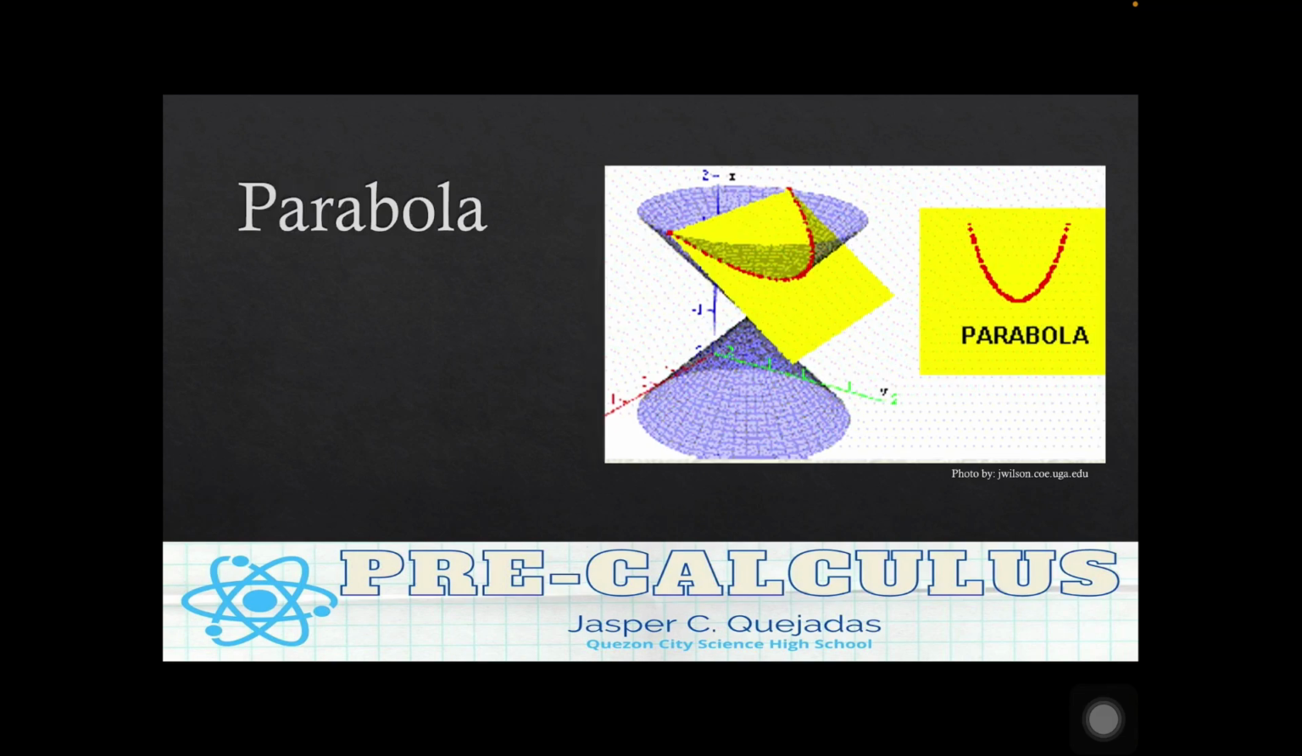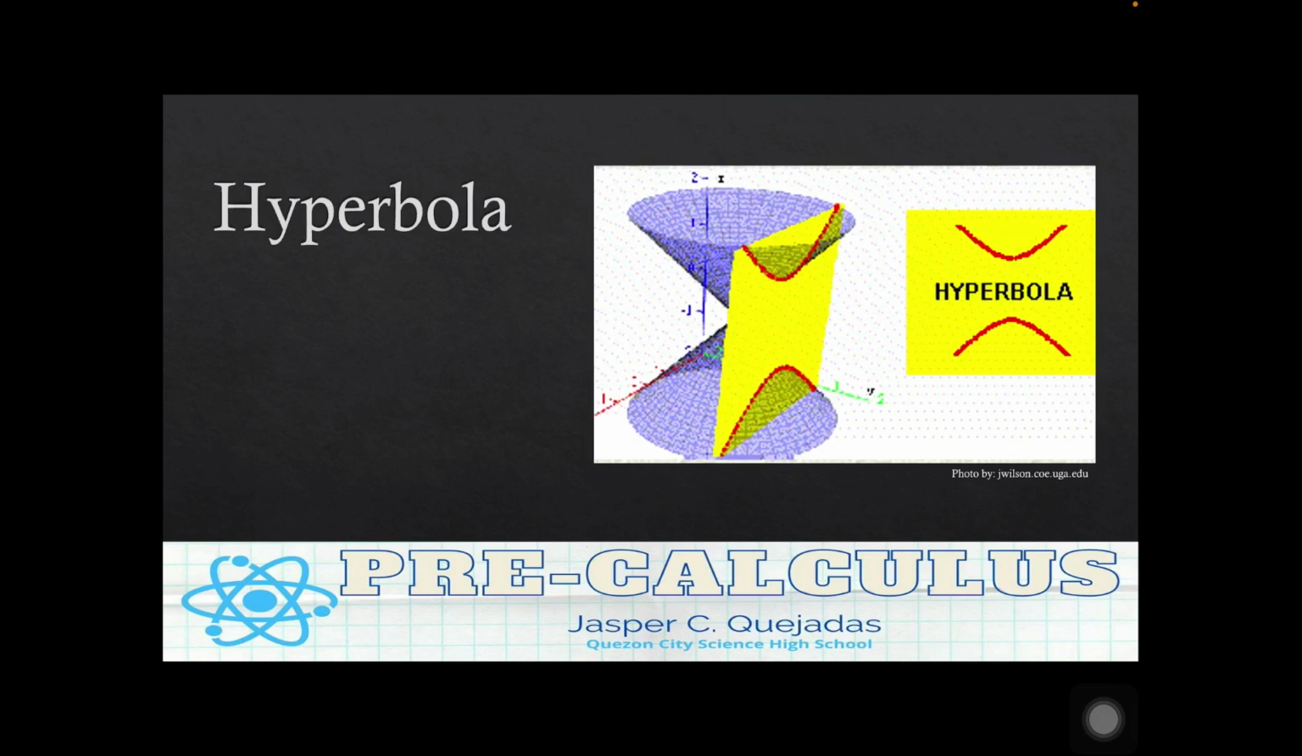Now parabolas are formed by the intersection of the plane and only one part of the two cones. Also, take note that the plane should be parallel to one of the sides of the cone. So as you can see here, the plane only intersects the upper part of the cone, and the plane is parallel to the side. So that is how parabolas are formed. And lastly, the hyperbola. The hyperbola is formed when the plane intersects the two cones, as you can see here in this image. So that is how the conic sections are formed.